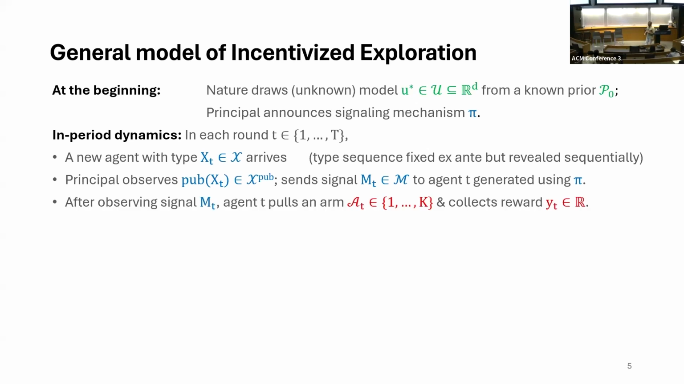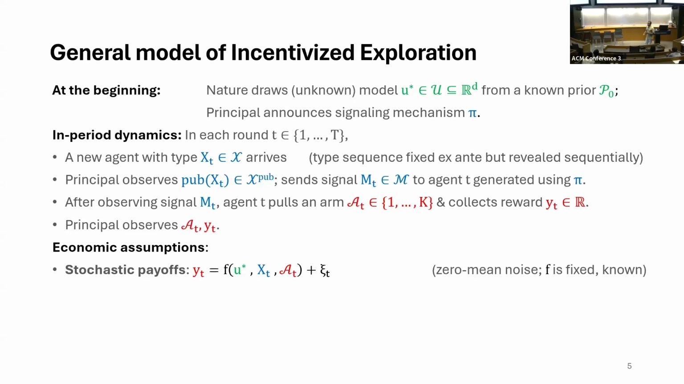The agent observes the signal and pulls an action, which is basically from the index set 1 to K, and collects a real-valued stochastic reward Y_T, which is then observed by the principal. So at the end of the one-round interaction, the principal observes the action that was taken and the corresponding stochastic reward.